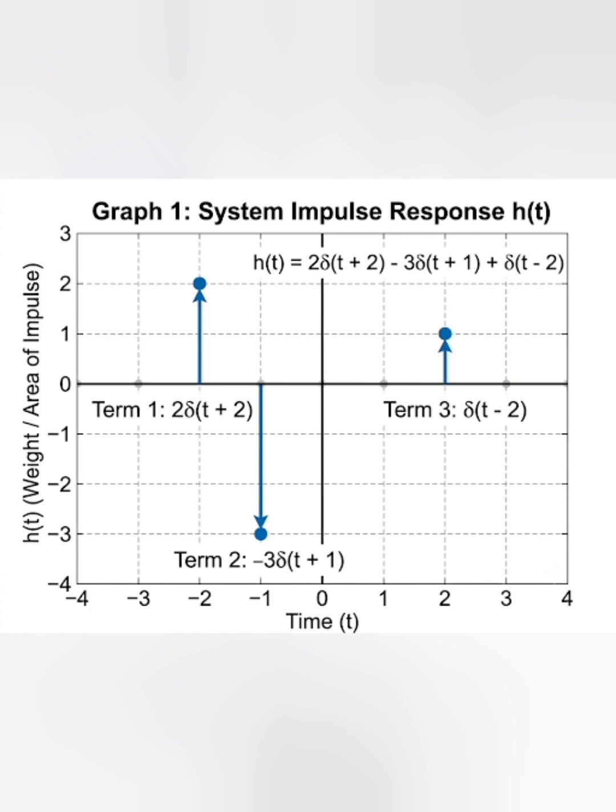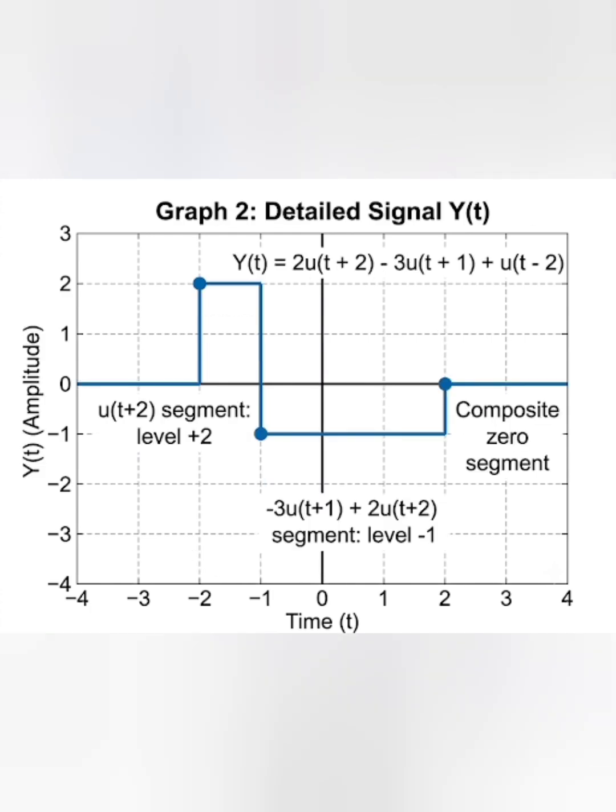This is the system's impulse response graph. We can see that δ(t−2) starts at 2, δ(t+2) starts at −2 with amplitude 2, and δ(t+1) starts at −1. This is the output signal. We get the energy of the signal by integrating the non-zero portion of the signal.